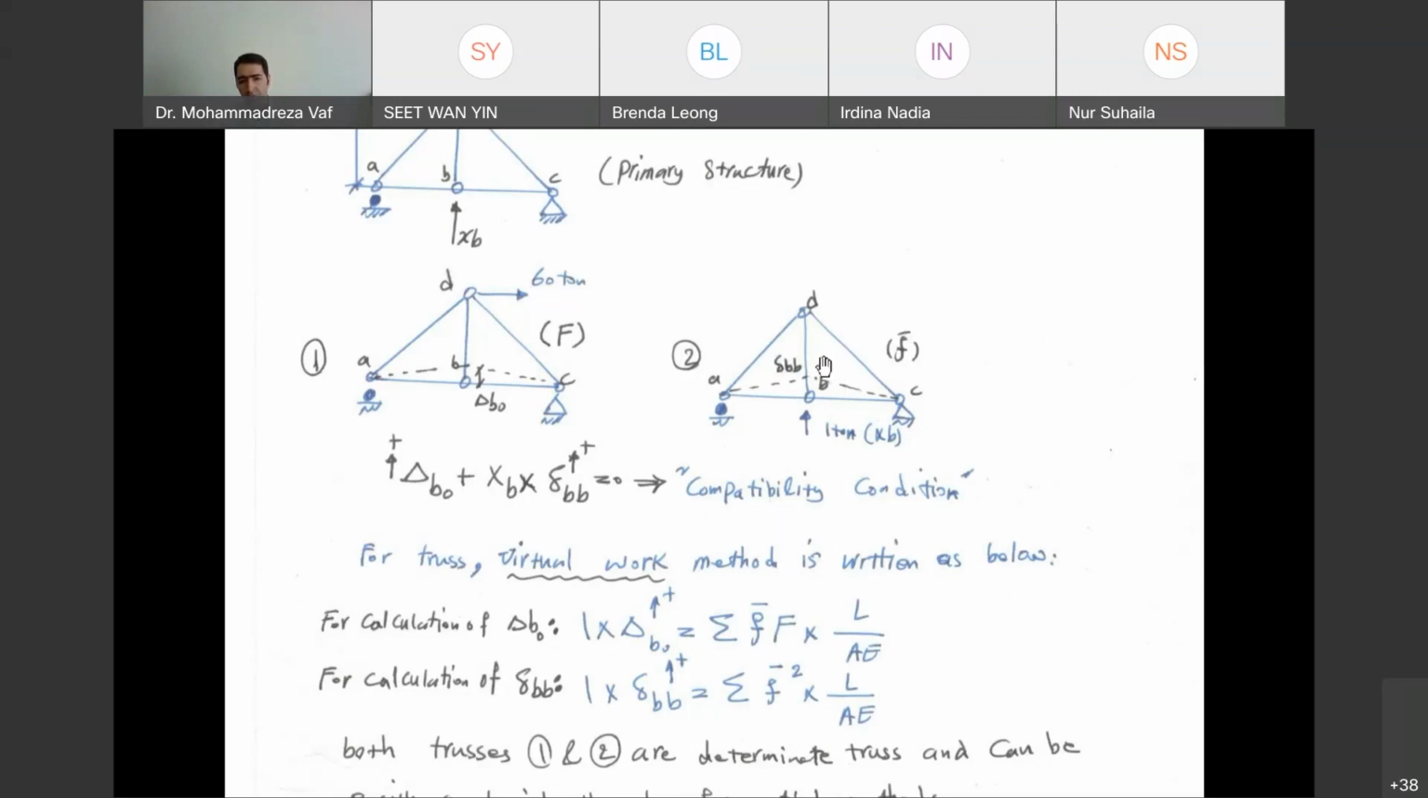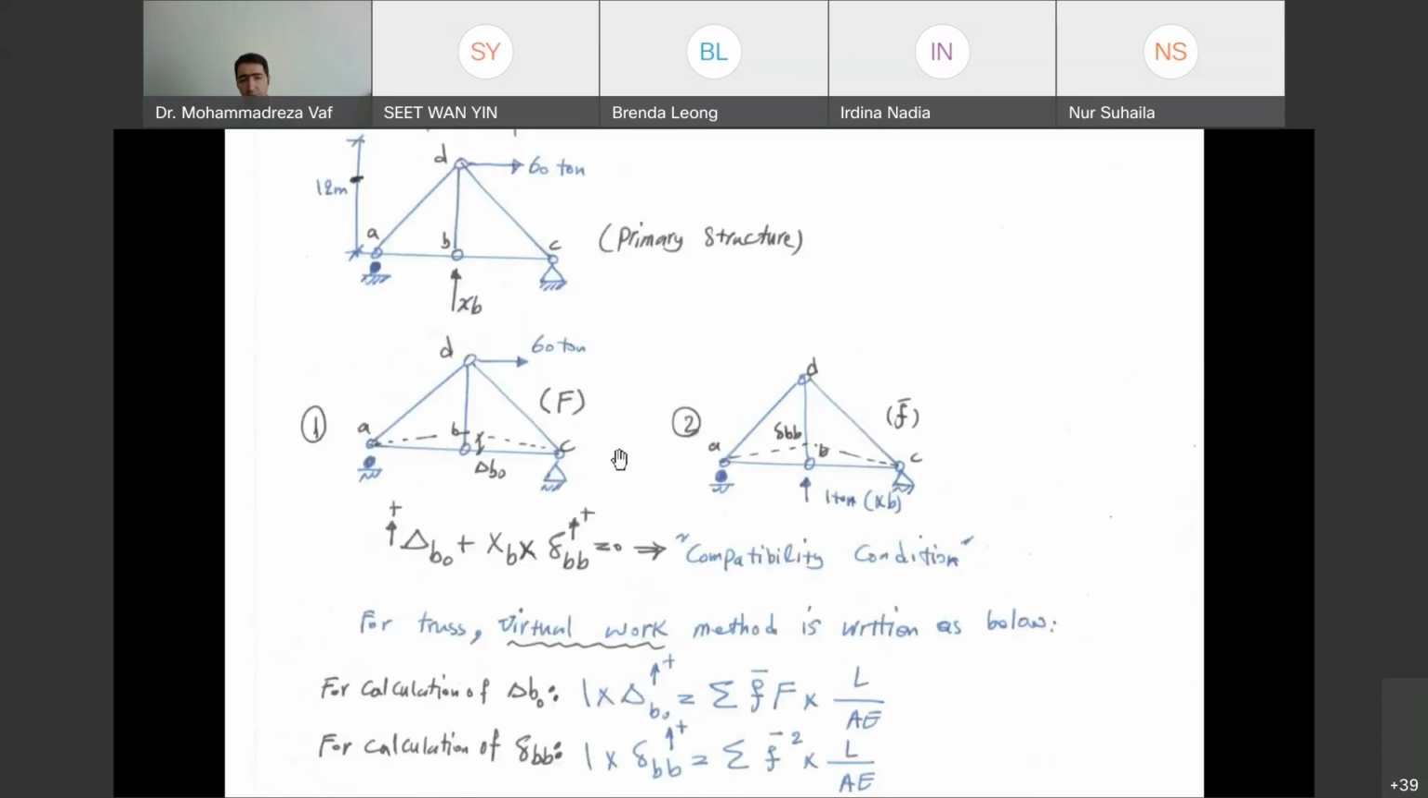Therefore, the equation for the calculation of delta BB is going to change to this equation, meaning F and F bar become similar. So whatever you get from the first truss, to the power 2 multiplied by L over EA, is going to give you delta BB. So this is what we are going to do. Right now we have two trusses. From the first truss we get F, from the second truss we get F bar. Then we are going to put it inside these two equations and get delta B0 and delta BB, and then calculate the XP. The moment that we know the XP, we can start analyzing our truss.